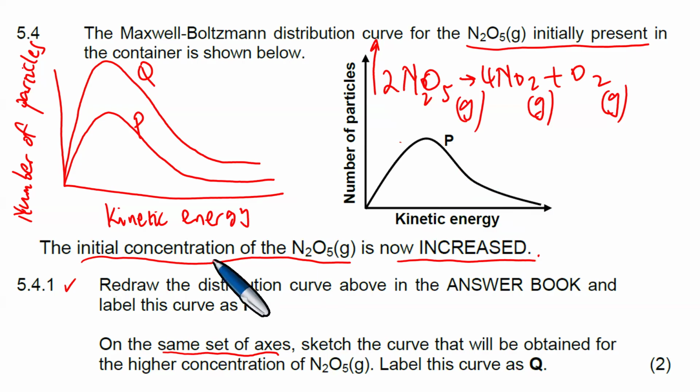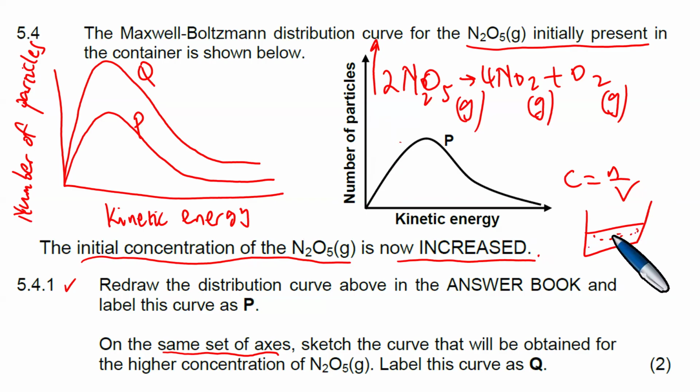But now, we decide we're going to increase the concentration of the N2O5. When it increases, what happens? Then the number of the particles increases. Because by definition, concentration is number of moles of gas over volume. It relates to the number of the particles per unit volume.